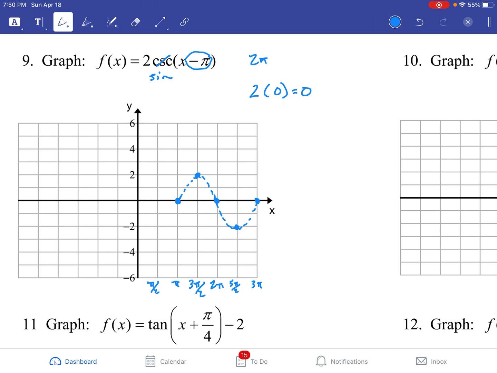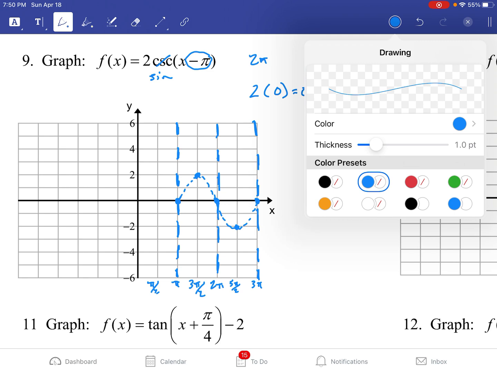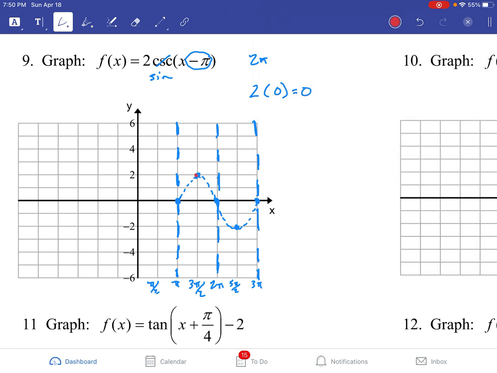All right. The midpoint of the graph, we can then do our asymptotes through those 3 points. And then we're going to graph the cosecant function on top of the sine function. So at the peak, we're going to go up. At the valley, we're going to go down.